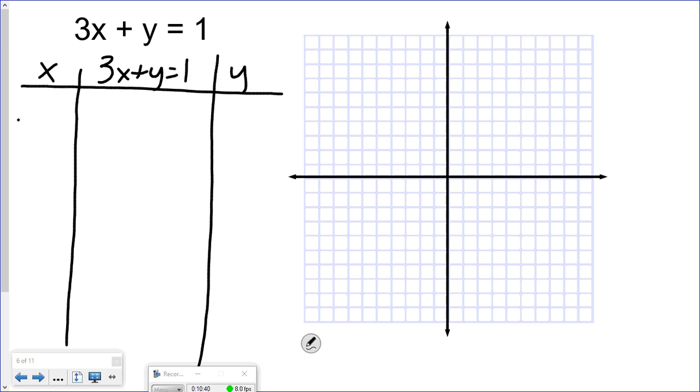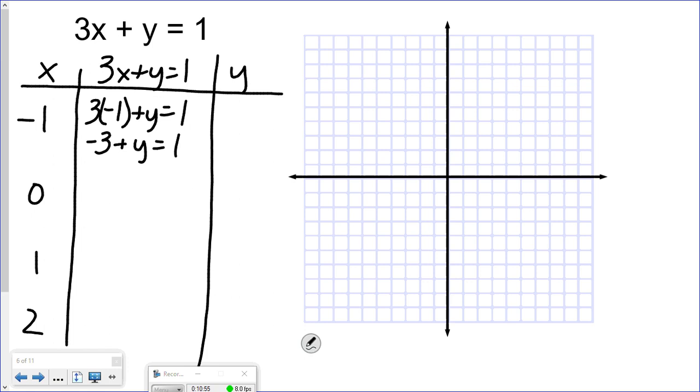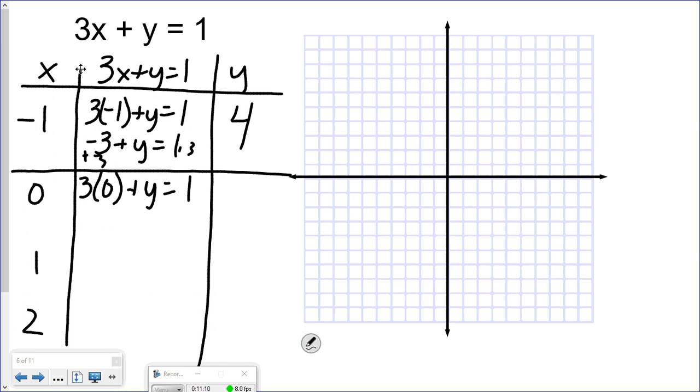Okay. So we're going to do x equals -1, 0, 1, and 2. Let's put in -1: 3 times -1, so negative 3 plus y equals 1. You're going to have to actually solve this equation. Now you're going to solve like you did last chapter. You're going to add 3 to both sides. This is going to be 4. The same thing, we're going to do 3(0) plus y equals 1. 3 times 0 is 0, 0 plus y equals 1. So your y is going to be 1.